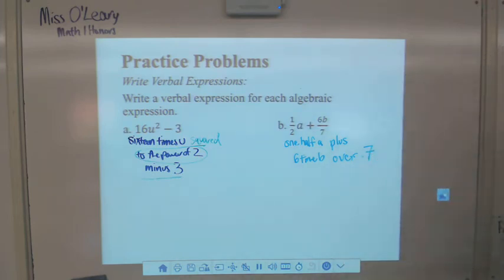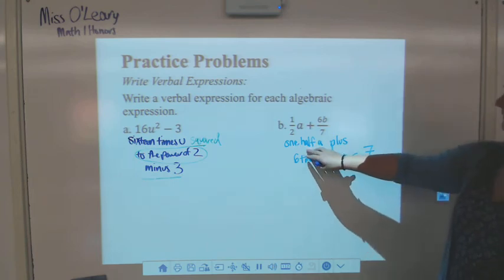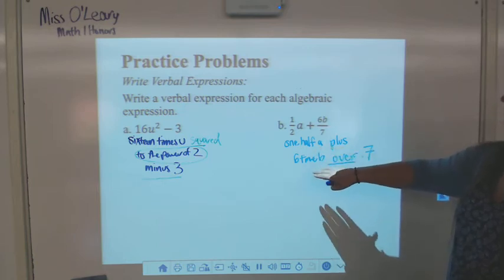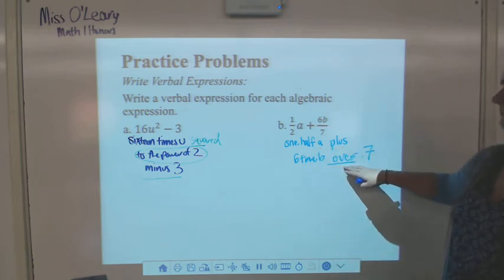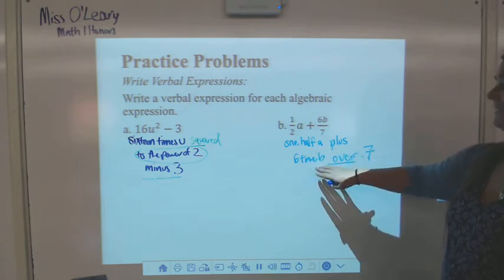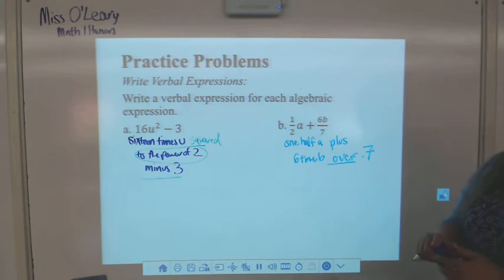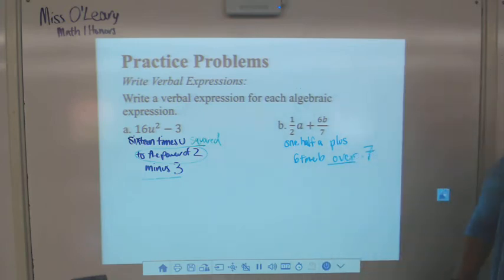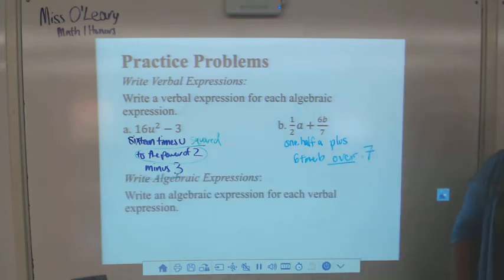In my verbal expression, I can use the word over, but I know as a mathematician that that really means division. So I could say 1/2 of a plus 6b over 7, 1/2 a plus 6b divided by 7, 1/2 a plus the quotient of 6b and 7. Many different ways. With your verbal expressions, there's often more than one correct answer. But the beautiful thing about math is that when we go the other direction, there's one answer.